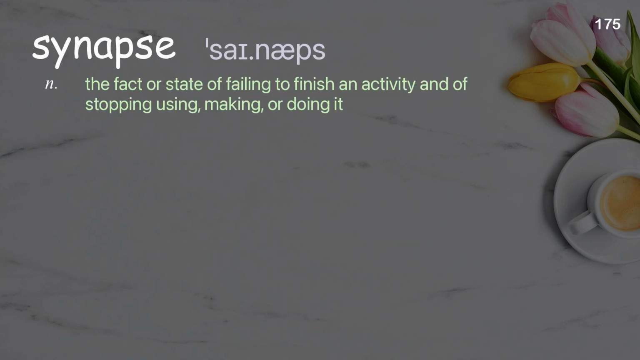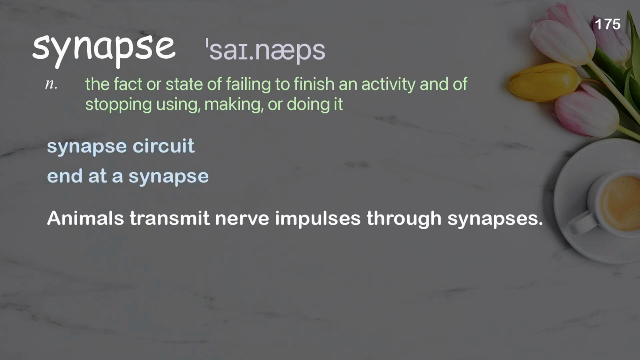Synapse. The fact or state of failing to finish an activity and of stopping using, making, or doing it. Examples: synapse circuit. And at a synapse. Animals transmit nerve impulses through synapses.